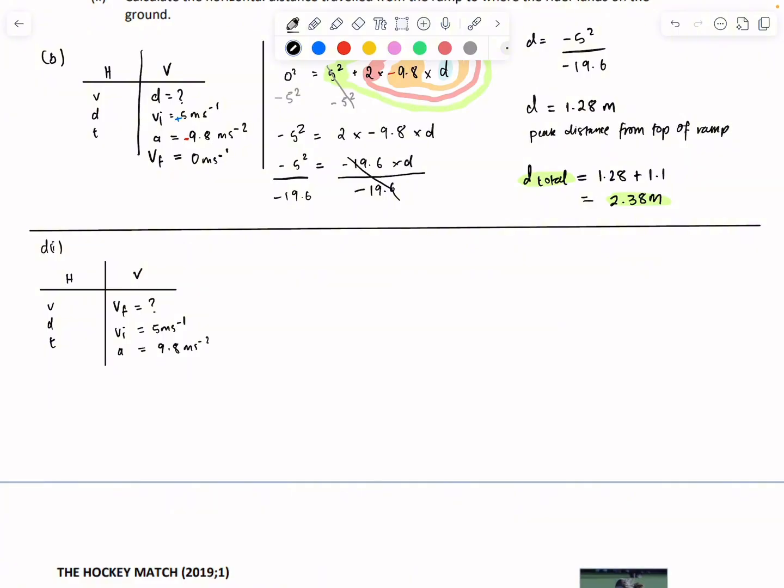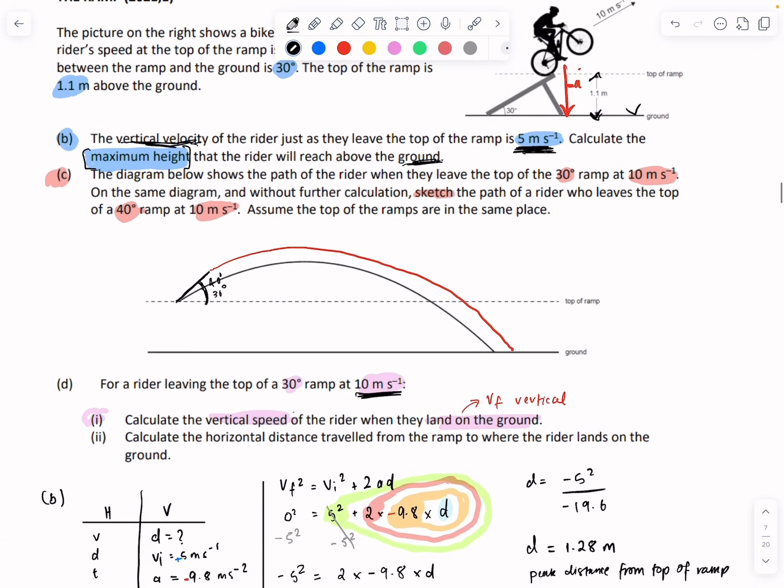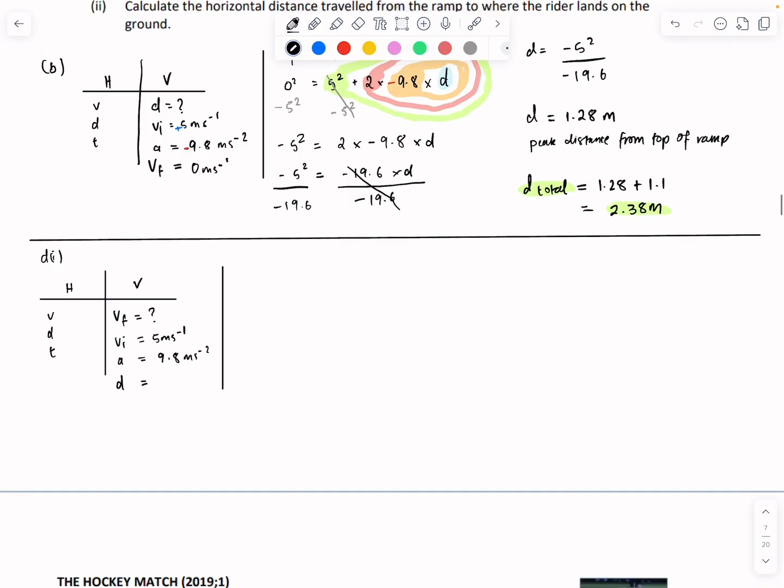And what else? We don't know anything else, okay? So what do we have to do? We need to pick the correct kinematics equation, which is going to allow us to work out what VF is, okay? Before we move on, we actually do know something else. We know that the distance from the ramp to the ground is going to be 1.1 meters. So this is going to be how far this rider is going to fall, okay?